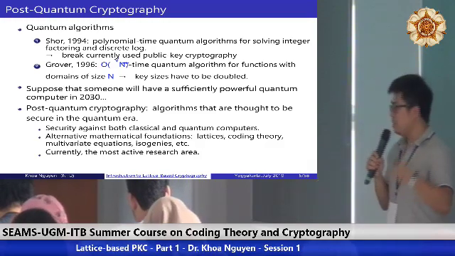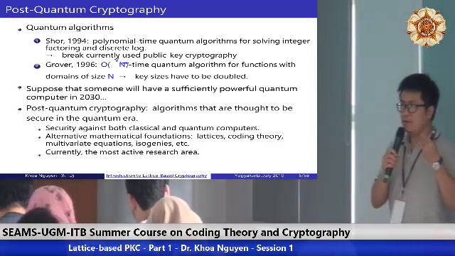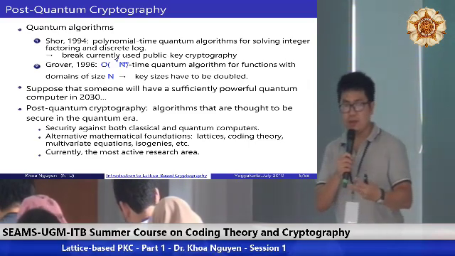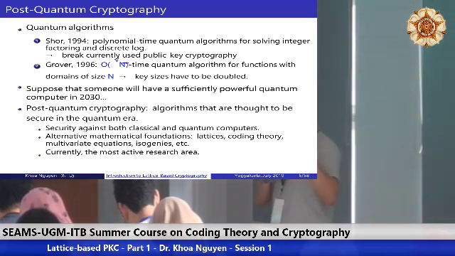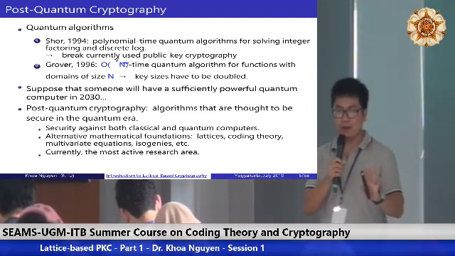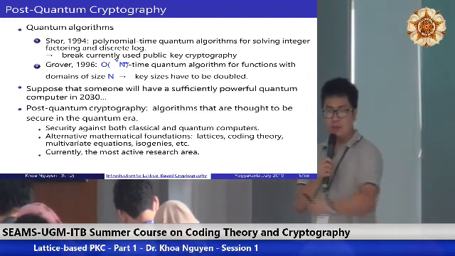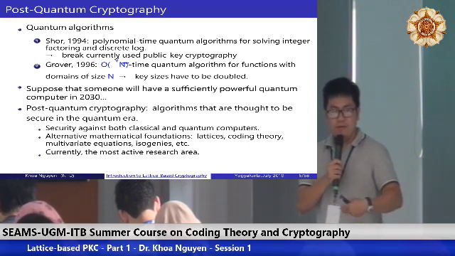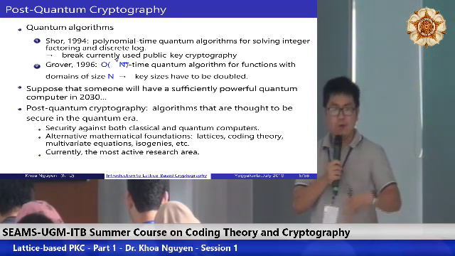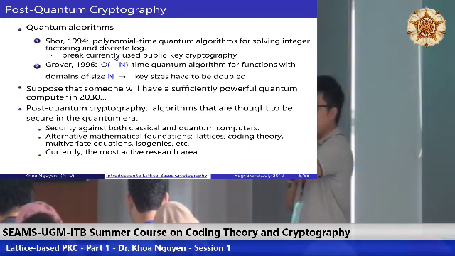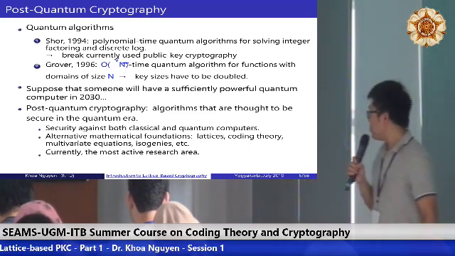Okay. There is a related concept, but completely different, quantum cryptography. Quantum cryptography is completely different from post-quantum crypto. In quantum cryptography, people in fact use physical properties to do cryptography. It does not involve much mathematical assumption.